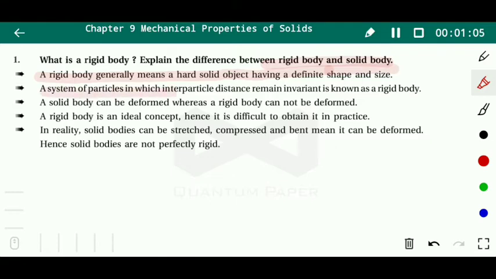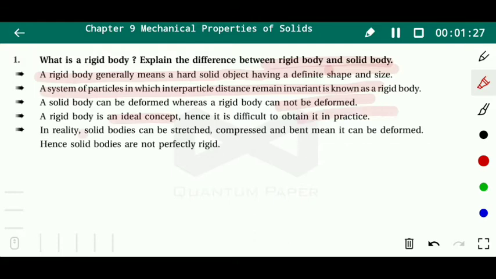A system of particles in which the interparticle distance remains invariant is known as a rigid body. It means the interparticle distances remain constant. A solid body can be deformed, whereas a rigid body cannot be deformed. A rigid body is an ideal concept, hence it is difficult to obtain in practice.